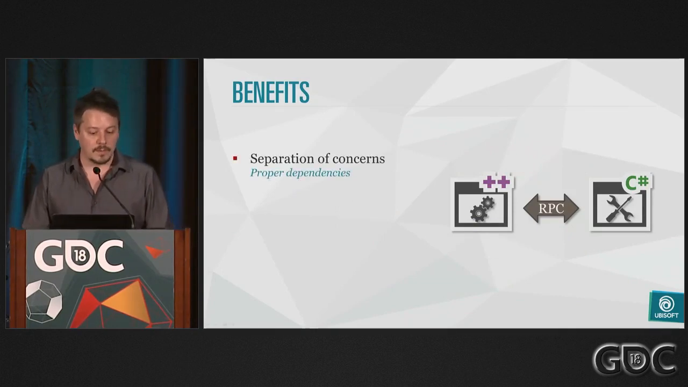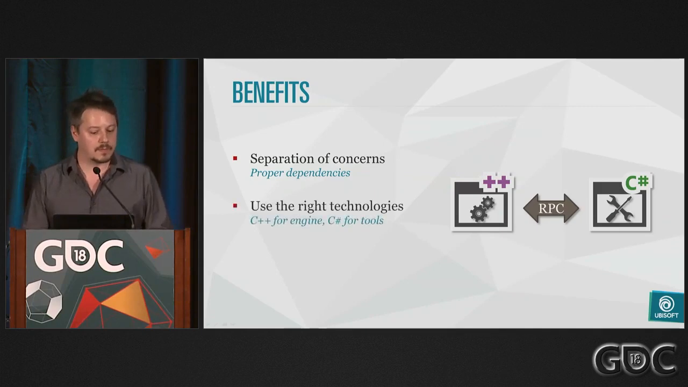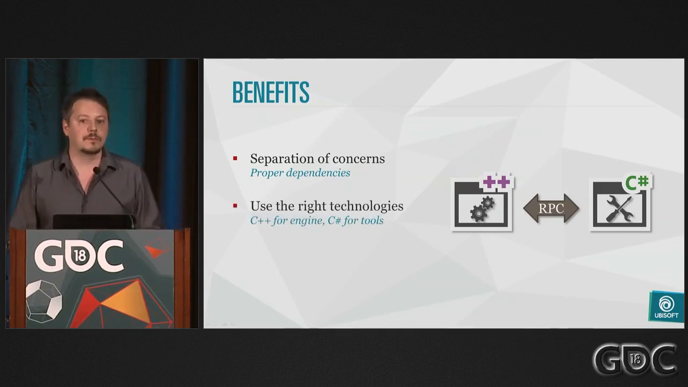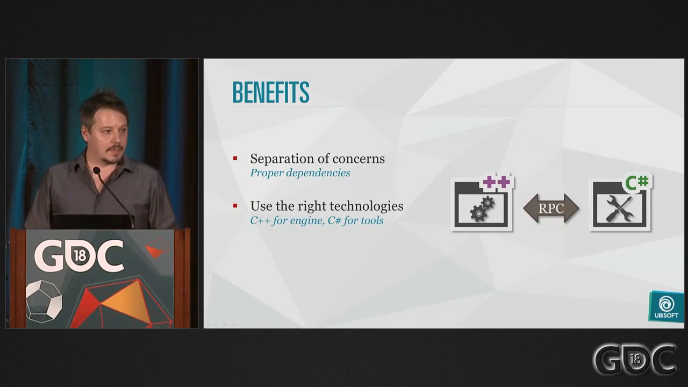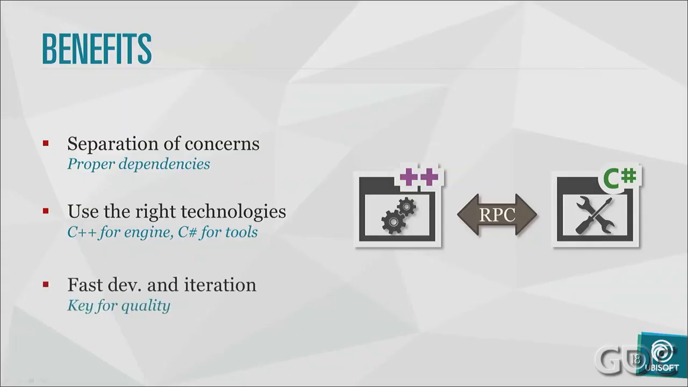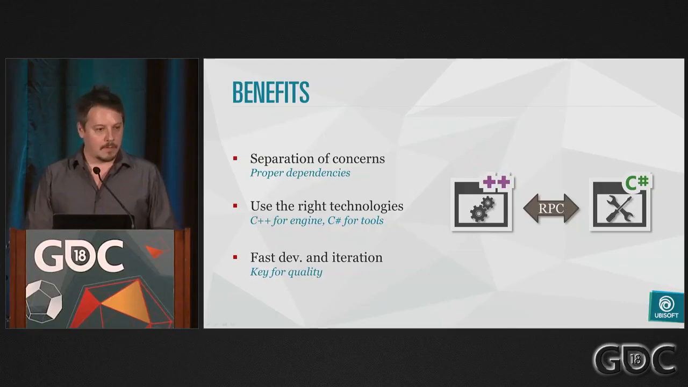Such an architecture has a lot of benefits. The first obvious one is that we have a clear separation of concerns. On the engine side, we do engine stuff, and on the tool side, we just focus on tool stuff. It also forces you to use the right technology. So you can use a native language for the engine and a high-level language for the tools themselves. It also allows you to build the tools in an environment that is really light, so you can have fast iteration, and we all know that iteration is key for quality.